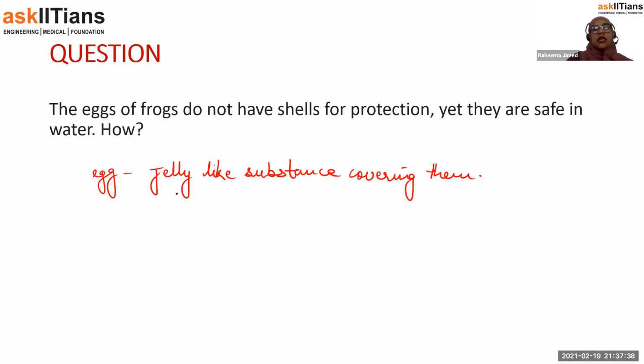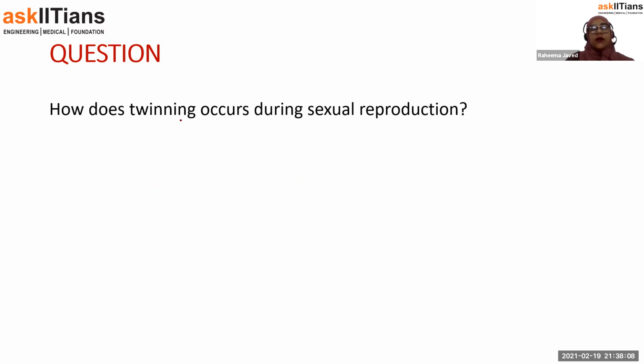Okay, and this jelly-like substance keeps them moist and prevents them from desiccation, prevents them from drying up. If the frog lays eggs on land, they will get dried up and die. This is how they are safe in water. The egg nucleus is not exposed to the water just like that. It still has a covering which is jelly-like, which protects them.